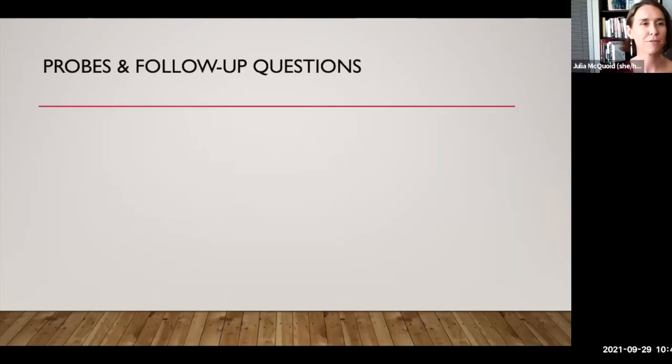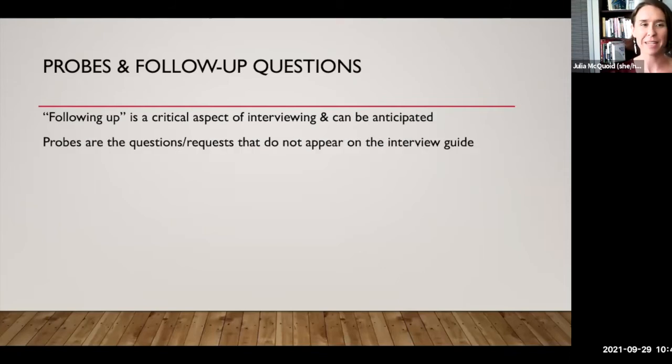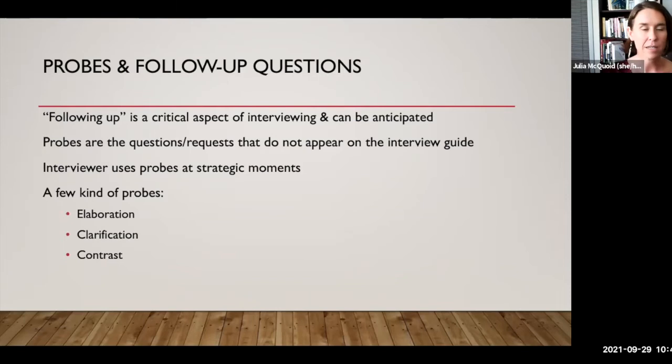Absolutely. I think that's a perfect transition into probing and following up. So when we have that situation where a person has given a very brief, not very rich or elaborated response, or maybe they've responded in a way that you can't completely understand or make sense of, that's when we need to probe and we need to follow up. So following up is a critical aspect of semi-structured interviewing. And you can anticipate it and prepare for the different kinds of probes that you might need to use.